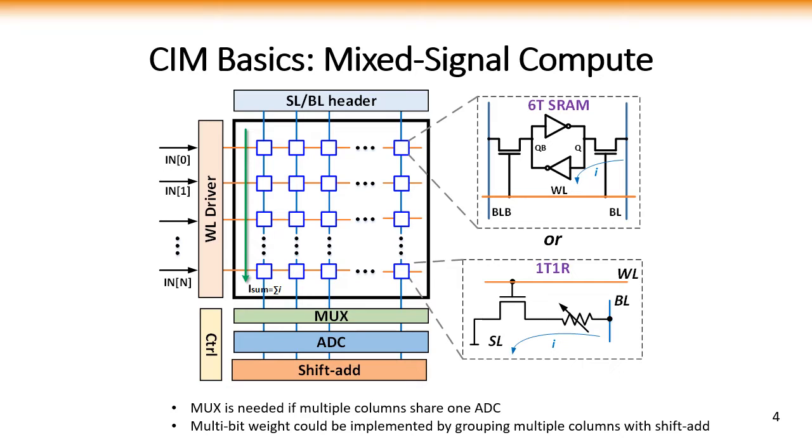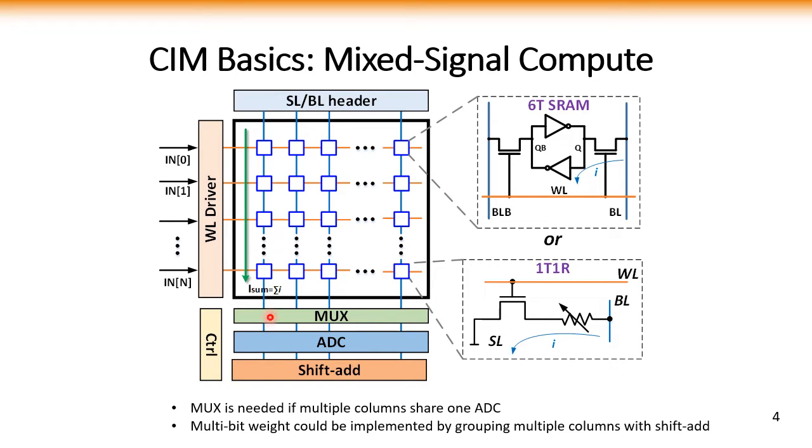Let's first review the basics of the computing memory. Essentially, this is a mixed signal compute with the analog approach within the memory array. So here, the input vector from the neural network can be loaded in as voltages in parallel to turn on multiple rows of the memory array. And the weight of the neural network can be mapped as the conductance of those memory cells. Therefore, the input voltage multiplied by the conductance will result in a current, and the current can be naturally summed up along the column.